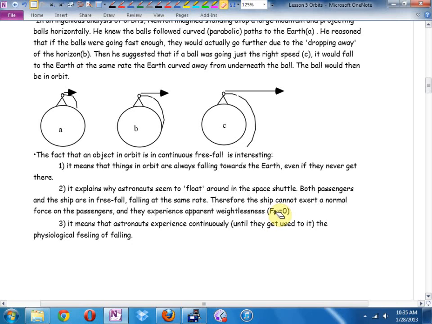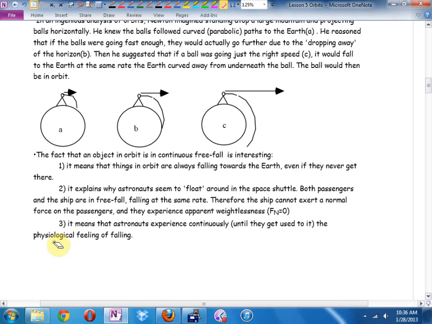For short stints. For long stints, it means that astronauts experience continuously, until they get used to it, the physiological feeling of falling, the stomach feeling of falling. So they train the astronauts to get used to weightlessness. What NASA does is it has a 747, a jet, and it flies up high and then it dives down. It can dive down for about 35 seconds. And while it's diving down in free fall, there's no normal force. And so you have about 35 seconds of weightlessness. And because you're in an enclosed room, you don't feel any air rushing on your face or going by your ears. You feel like you're in outer space.